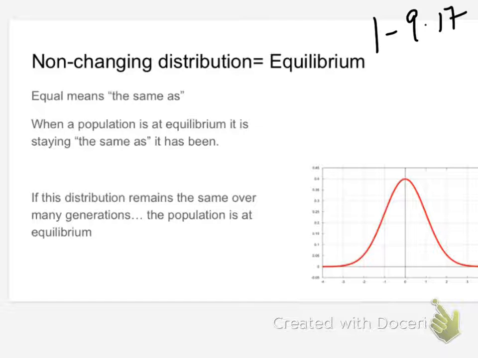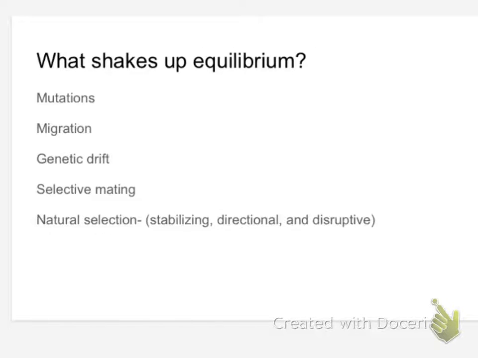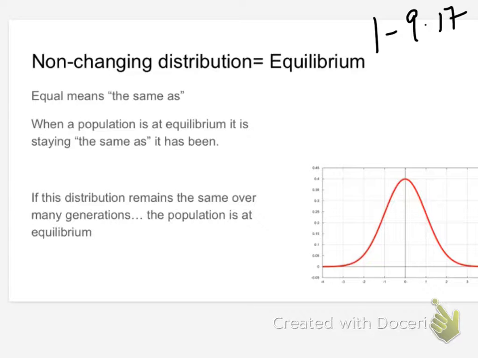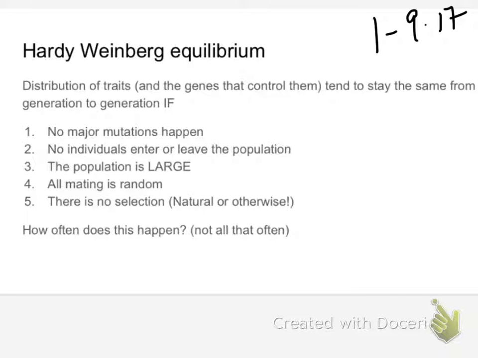Okay. 90,000 years, humans were at equilibrium for eye color. Suddenly, we get some new color option. We're not at equilibrium anymore. We've shaken up equilibrium. Now the population is going to evolve. So, Hardy-Weinberg equilibrium is just a way of describing.